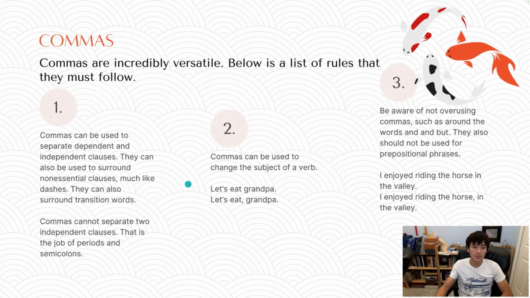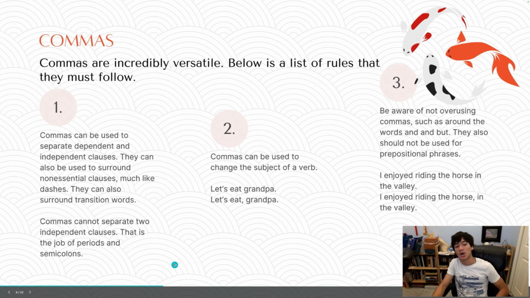They can also be used to surround non-essential clauses, just like the dashes. And they can also surround transition words, like however. If you were to make a statement, comma, however, comma, and then your next statement that comes after that, okay? That is grammatically correct. However, commas cannot separate two independent clauses. That is the job of periods and semicolons.